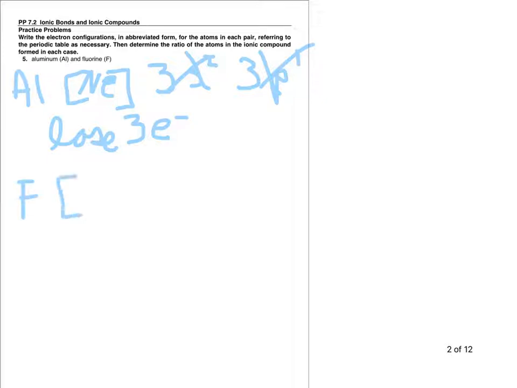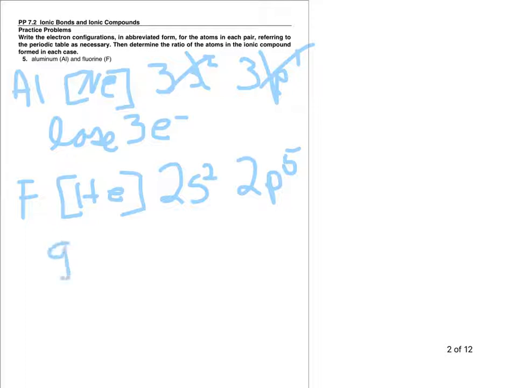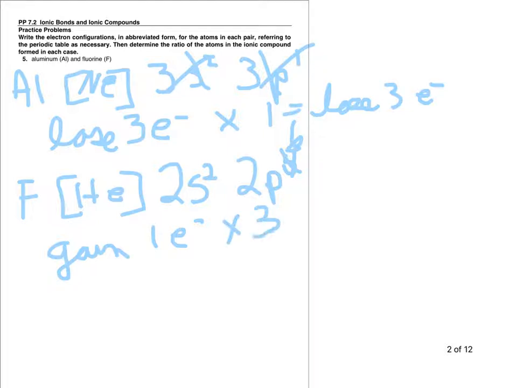Then we have fluorine, where we've got helium as a noble gas preceding, and we move down into period 2, 2s2 and 2p5. This one's going to want to gain 1 electron, which brings this up to a 6, making it a complete sublevel, complete octet. Then we must balance out the gains and losses. If we multiply this by 1, that means a loss of 3 electrons in total. This one, if we multiply by 3, gives us a gain of 3 electrons. And the 1 and the 3 will be our ratio.